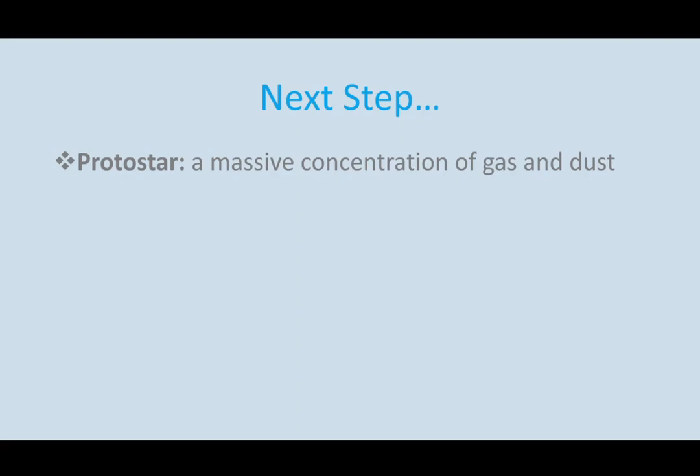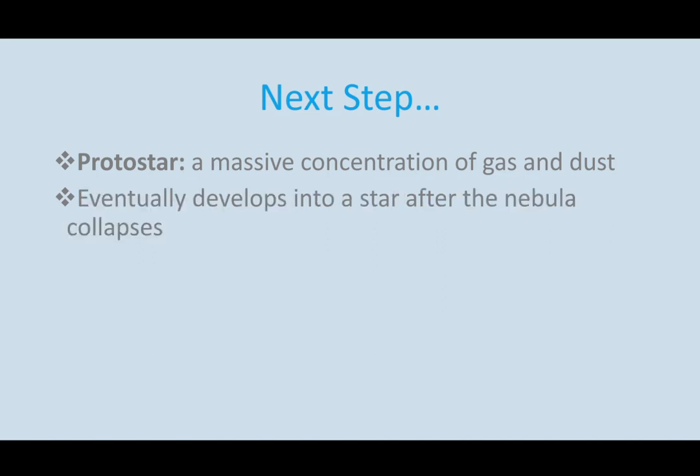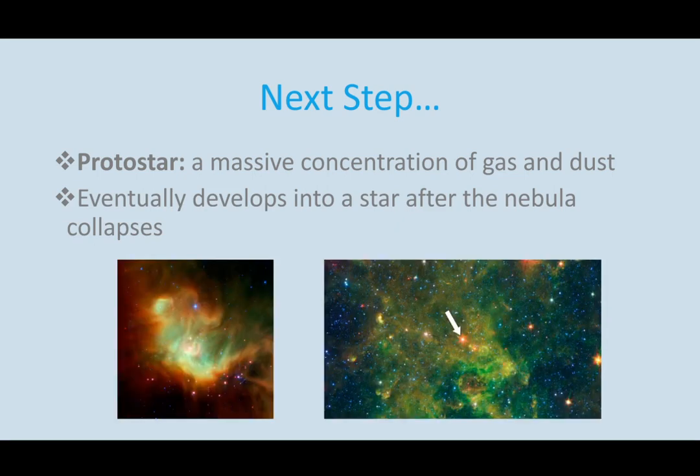So once we have our nebula, the next step is a protostar, which is a massive concentration of gas and dust. Basically, these gases and dust are concentrating, and they eventually develop into a star after the nebula collapses. We can see an example here. You see those gases getting close together in the one image on your right with the arrow. That arrow is pointing at a protostar.